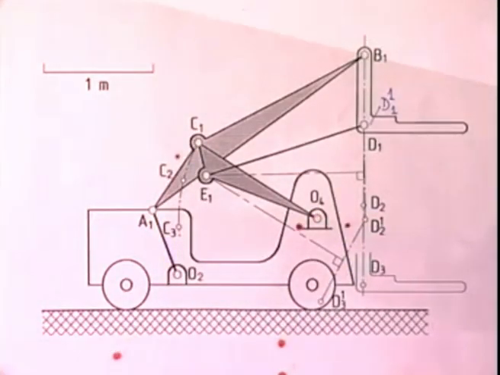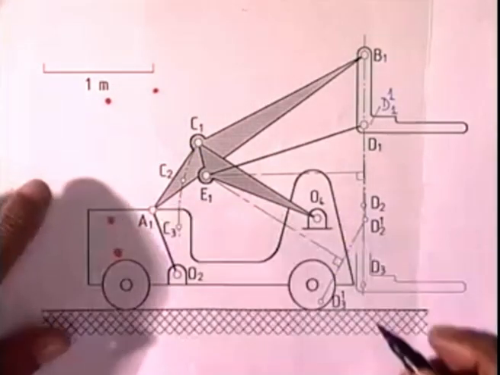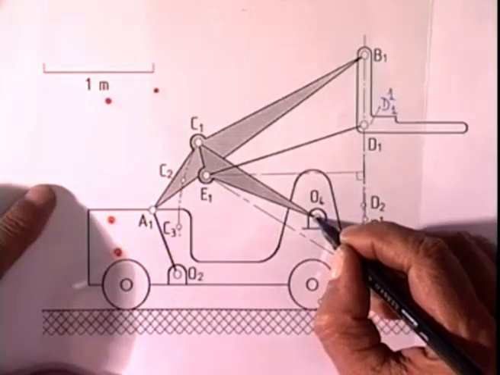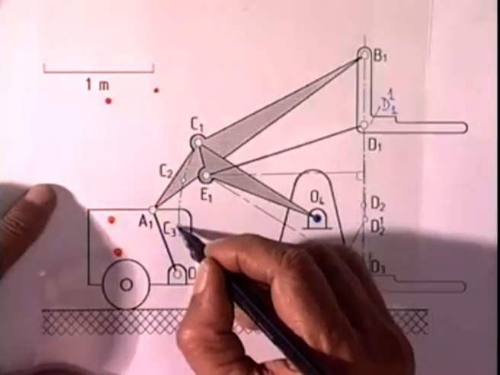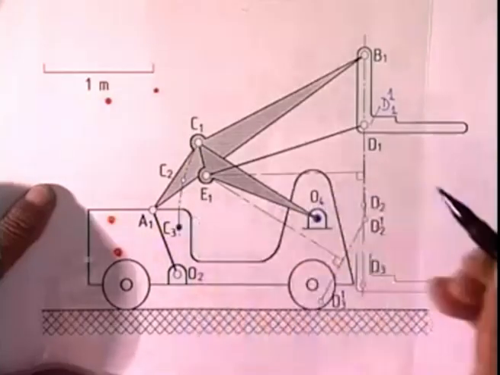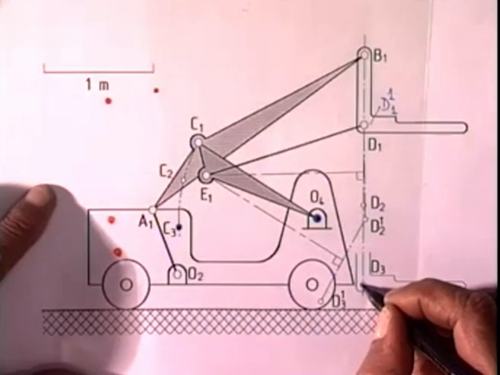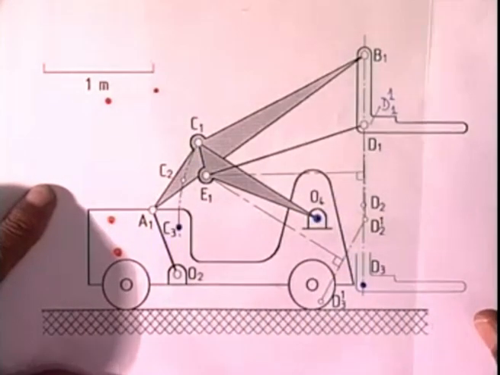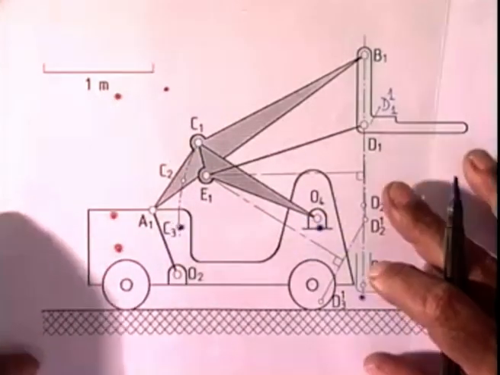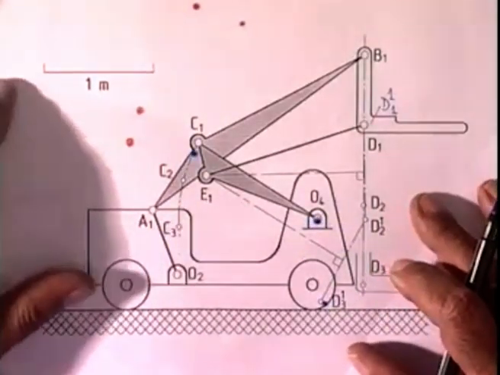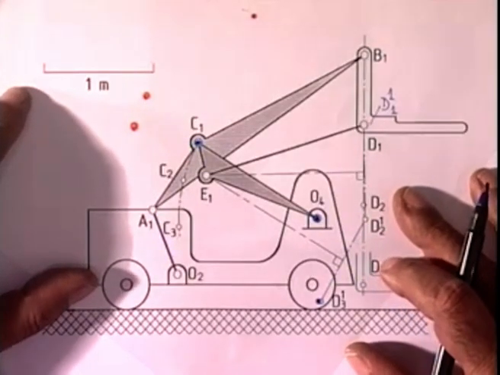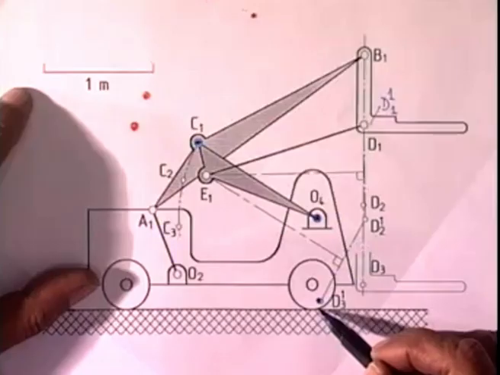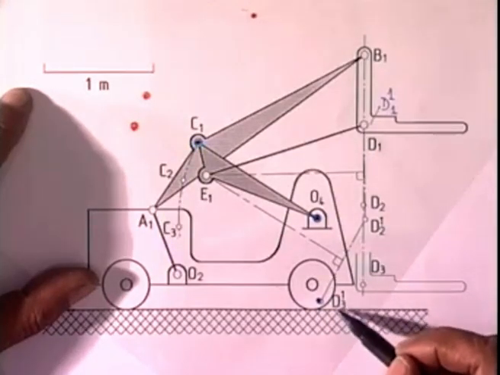Similarly, to obtain D31, I mark O4, C3 and D3. Now, holding the link 4 fixed at its first position, I make O4 at O4, C3 at C1, and wherever D3 moves, that I call D31.